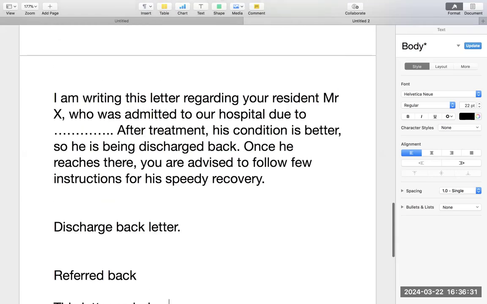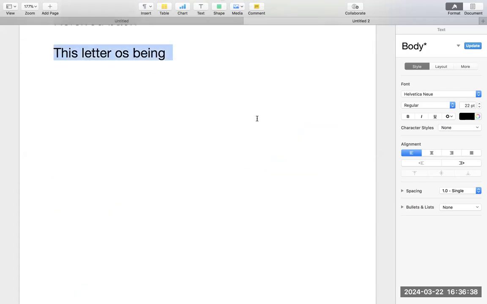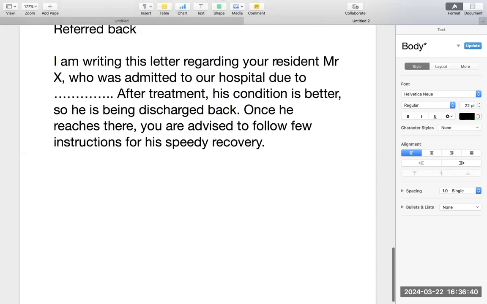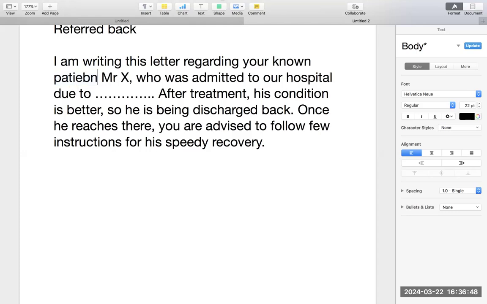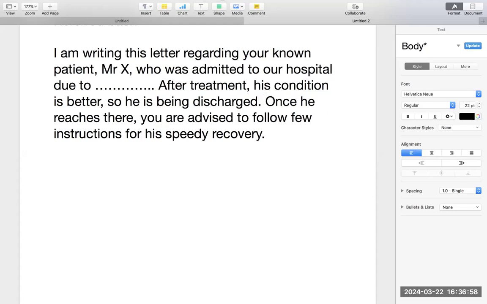Okay, let us copy paste now. Why we are writing, that is what OET is all about. Copy paste. All right, there you go. I'm writing this letter regarding, now I'm writing for the GP, regarding your known patient. So he knows the GP, so that means he's Mr. X who was admitted to our hospital. After treatment, his condition is better, so he's being discharged. I will remove the word back.